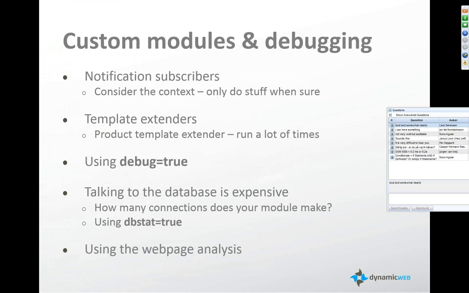And we have some built-in tools in Dynamicweb to see this. The first one is debug equals true, which is a parameter you can add to the query string of any given page, and we get some debugging information. I'm going to show it in just a second. And the second tool we have is something called Dbstat equals true. The first one, the debug tool, will show us which part of the page is taking how long to execute. And Dbstat equals true will tell us how many database connections we have and how much time they take to execute against the database.